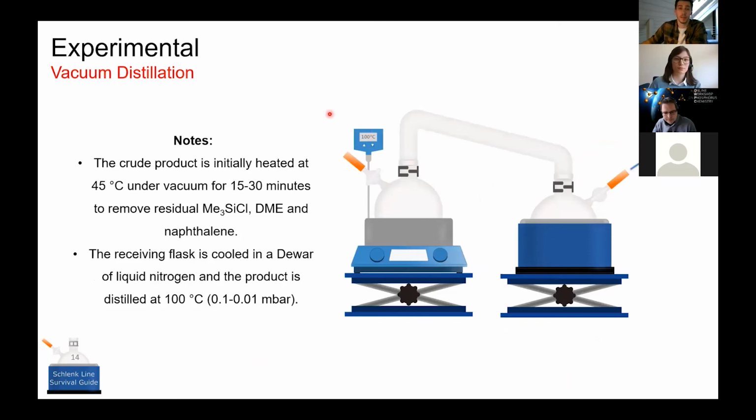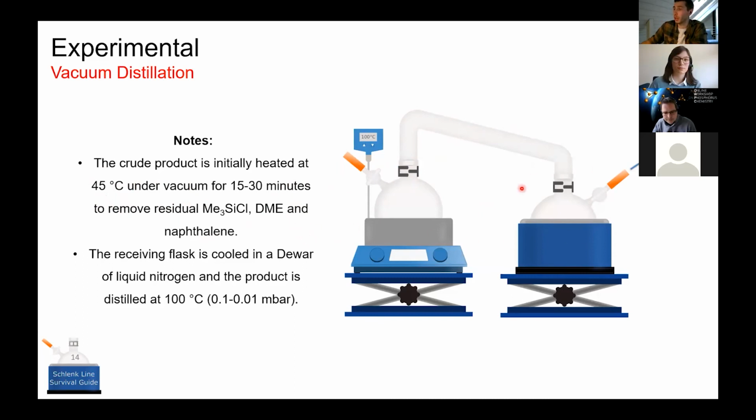Because this is a relatively high boiling product, it is suggested to have a distillation bridge with as few joints as possible. And because it is high boiling, there's no need to have a cooling jacket on your condenser, because it will condense readily just with the ambient temperature. Before we do the distillation, it can be a good idea to heat the crude product under a vacuum at 45 to 50 degrees for 15 to 30 minutes. This will help remove any residual TMS chloride, DME and naphthalene also.